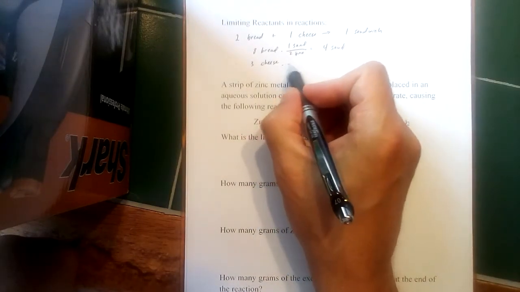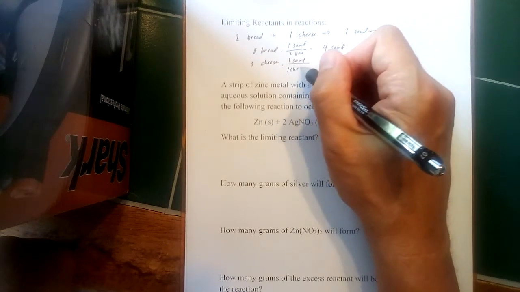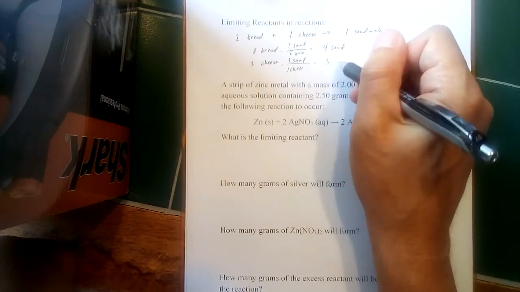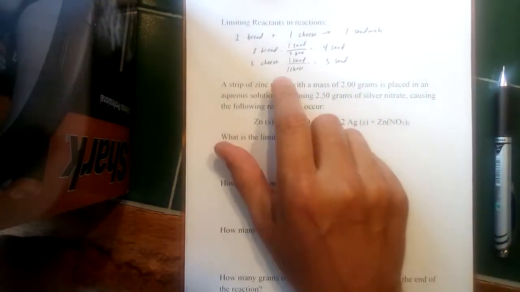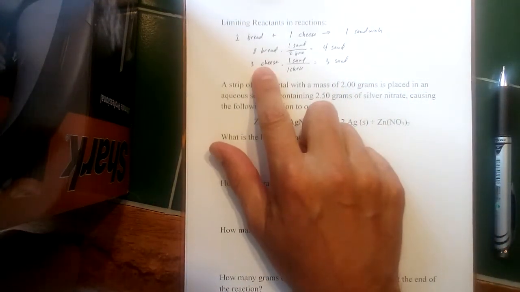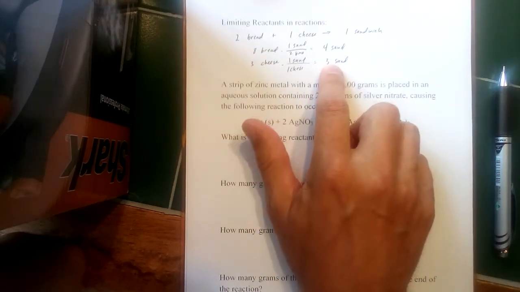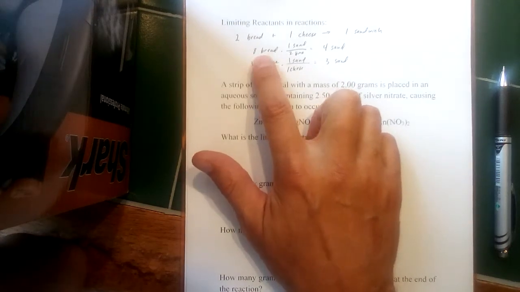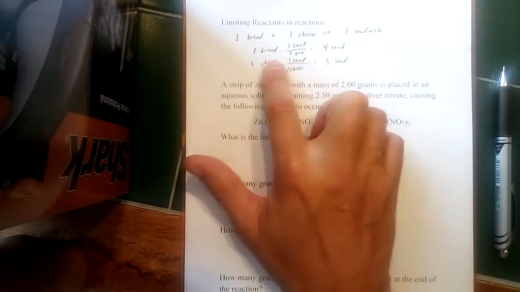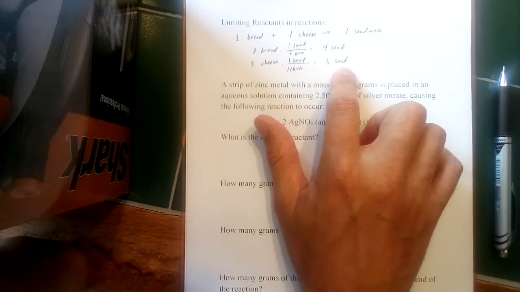But if we only have 3 pieces of cheese and we get 1 sandwich for every 1 piece of cheese, we only have enough cheese to make 3 sandwiches. So in this example, cheese would be the limiting reactant because we're going to run out of cheese after we've made 3 sandwiches, even though we still have more bread left over, right? So we can calculate the limiting reactant is cheese. We can make 3 sandwiches from the materials we have, right?